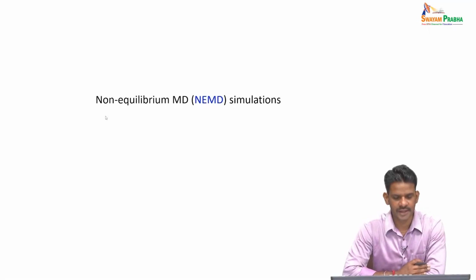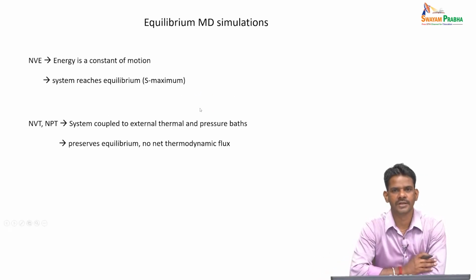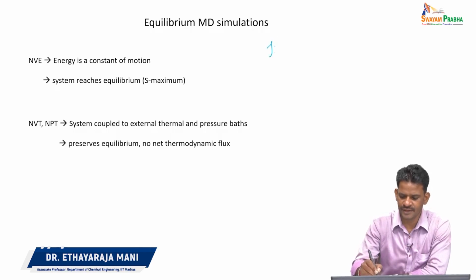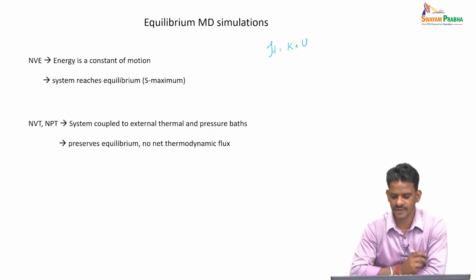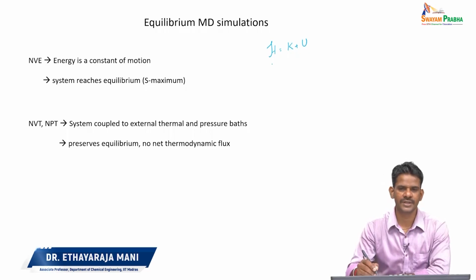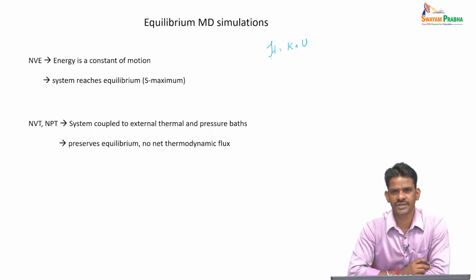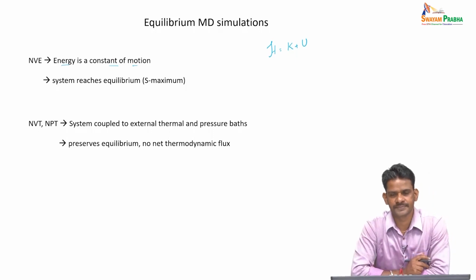So, in this lecture, we will discuss some non-equilibrium molecular dynamics simulations. So far, our discussion pertained to equilibrium MD simulations, where we would specify the Hamiltonian as a sum of kinetic energy plus potential energy, and then use the Lagrangian equation of motion or Hamiltonian equation of motion. We showed that in such an equation of motion, the trajectory follows such a way that the energy is a conserved quantity, or it's a constant of motion.